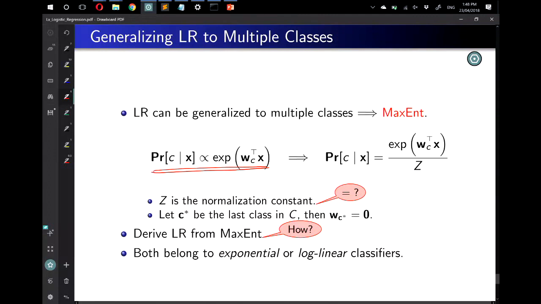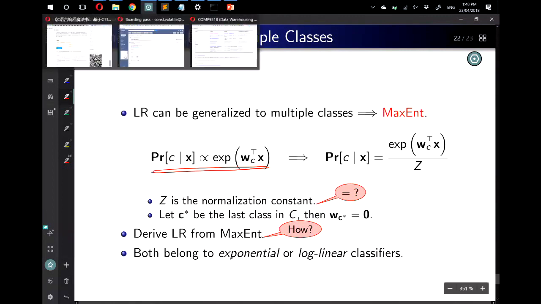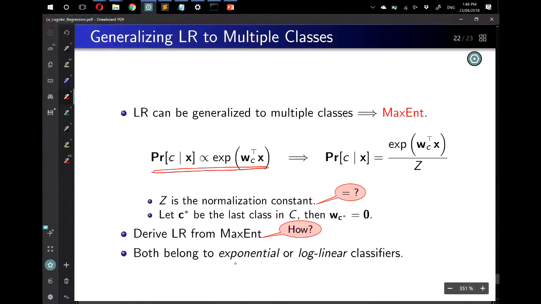This class of functions, including logistic regression as a special case, has some very complex, conflicting names. In some places they call it exponential classifiers or exponential models. Sometimes they call it log linear models. Both are okay, depending on which way you do the derivation.